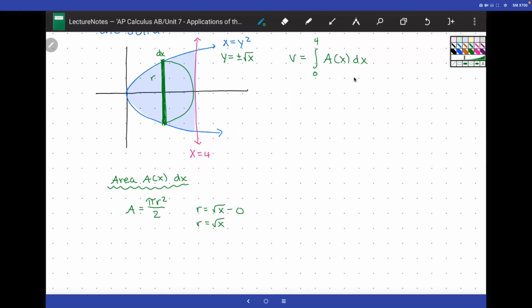And then I put it into my formula for the area. So that means area is just pi, well, root x squared is just x, over 2. Now I have the formula for the area of the cross section in terms of x.